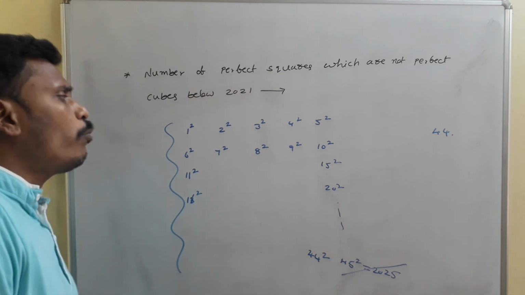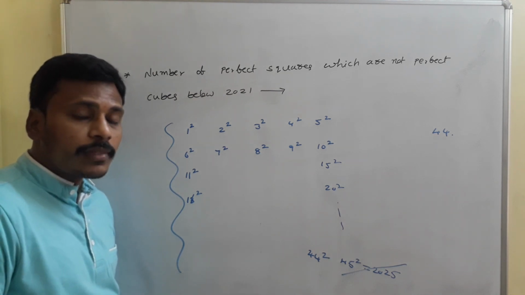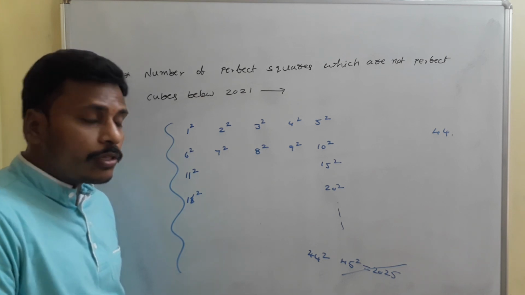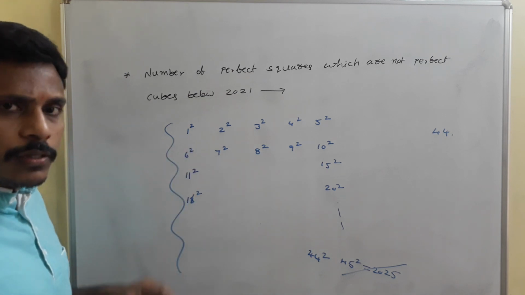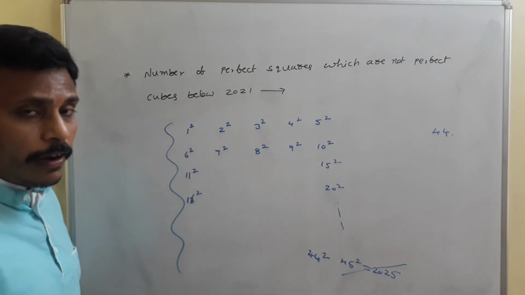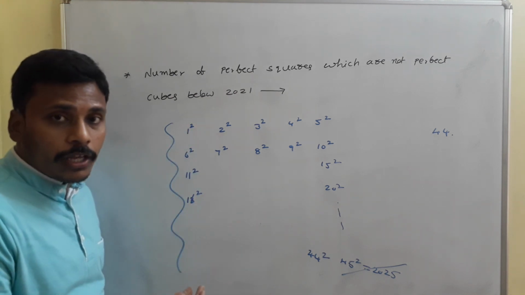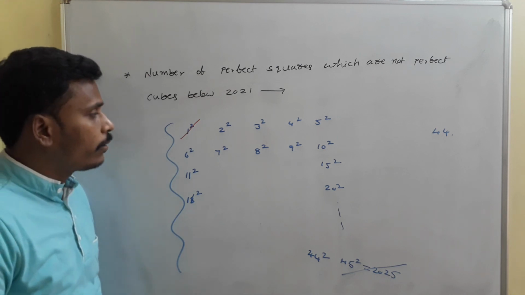Perfect cube means what? A number is a perfect cube. What are perfect cubes? You just think here. One square, that means one cube, is a perfect cube. One square is one; we also express it like one cube. So we need to neglect it. Is it right?